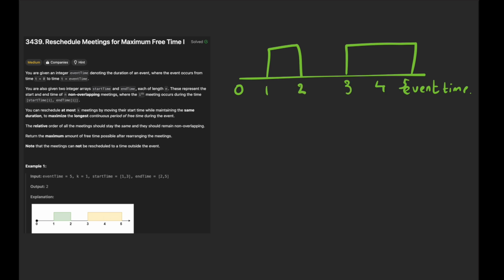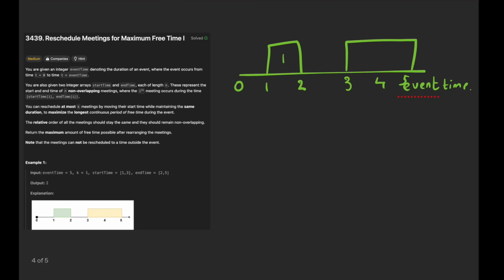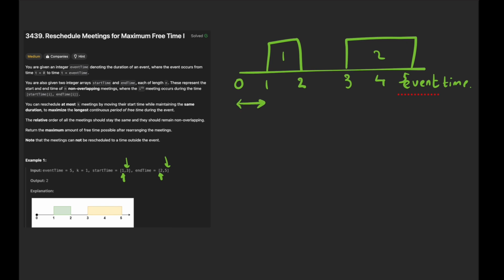So in the first example, we have this first event, whose start time is 1 and end time is 2. Right, start time is 1 and end time is 2. For the second event, the start time is 3 and end time is 5. So we have to find the maximum free time which we can get by moving at most k events in either direction. So let's say in the current scenario, how much free time can we get?